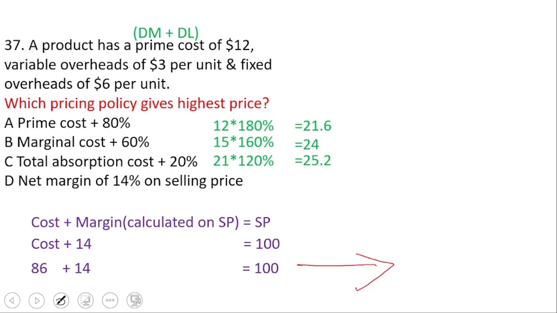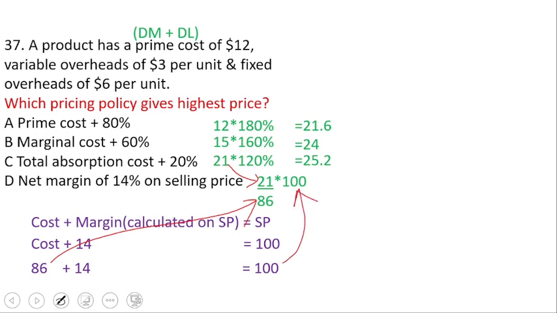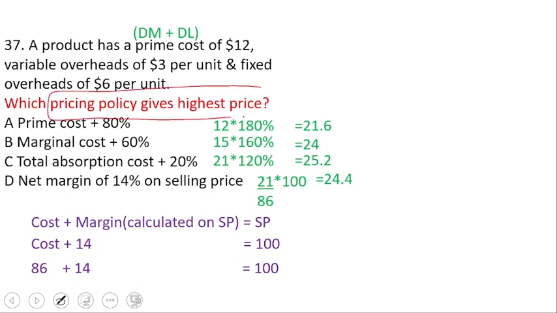Now we will come back to the question. We know that the cost is $21, which is equivalent to 86. So we are supposed to find out the selling price, or what is 100. So the answer is 21, which is the total cost, divided by 86 multiplied by 100. So the selling price works out to 24.4. In the question, they have asked which pricing policy gives the highest price. So the right answer is option C because that is the highest among these four.